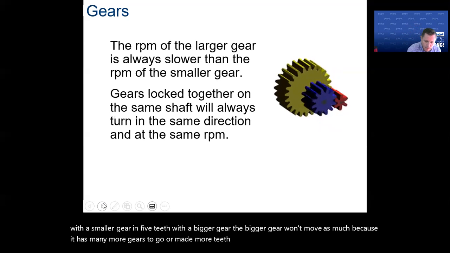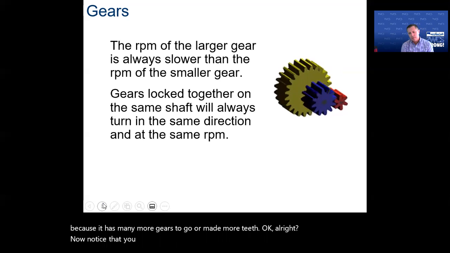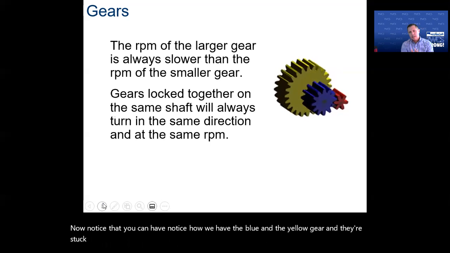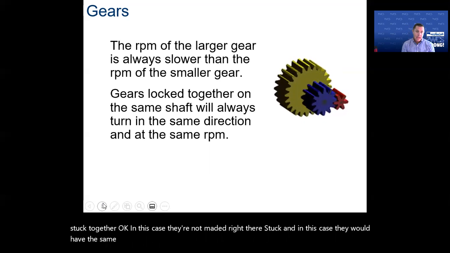All right. Now notice how we have the blue and the yellow gear and they're stuck together. Okay. In this case, they're not mated, right? They're stuck. And in this case, they would have the same RPM because they're sharing an axle.